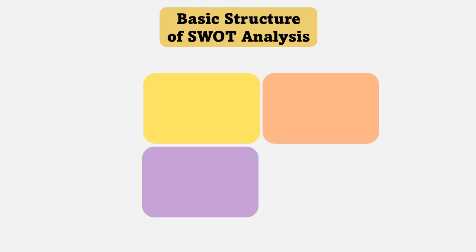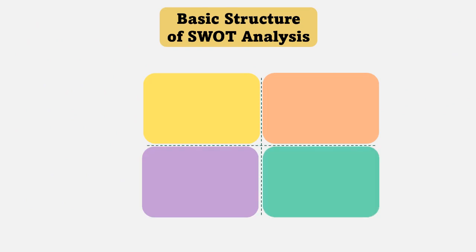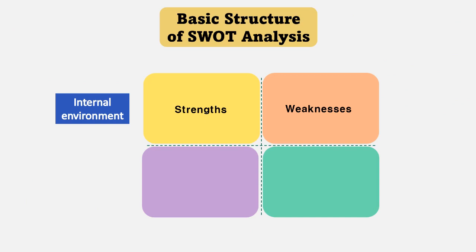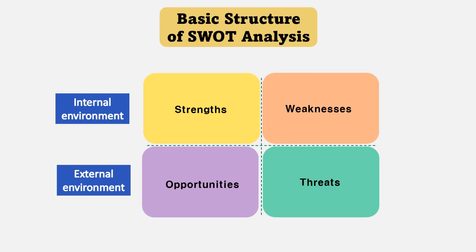First of all, let me explain the basic structure of SWOT analysis. SWOT analysis is divided into 4 quadrants in a 2x2 matrix. The top row of the matrix distinguishes the company's internal environment into strengths and weaknesses, while the bottom row separates the external environment into opportunities and threats. This allows for a comprehensive analysis of the overall environment surrounding the company.